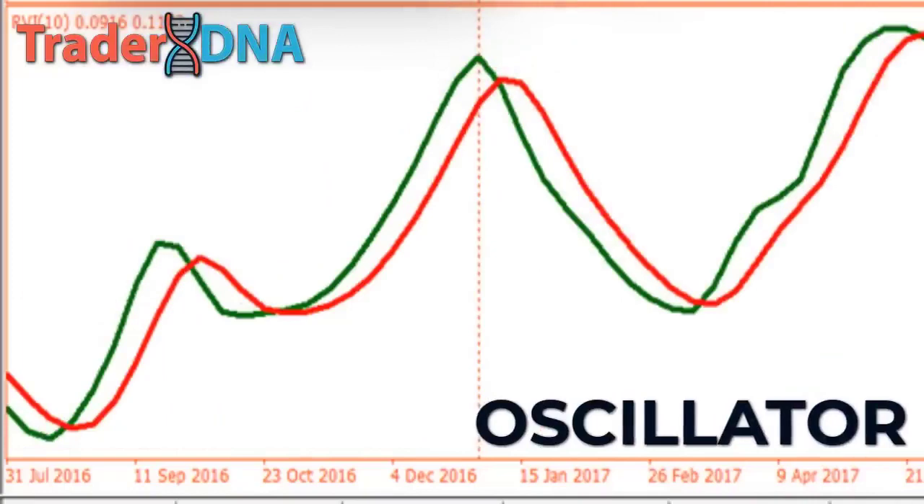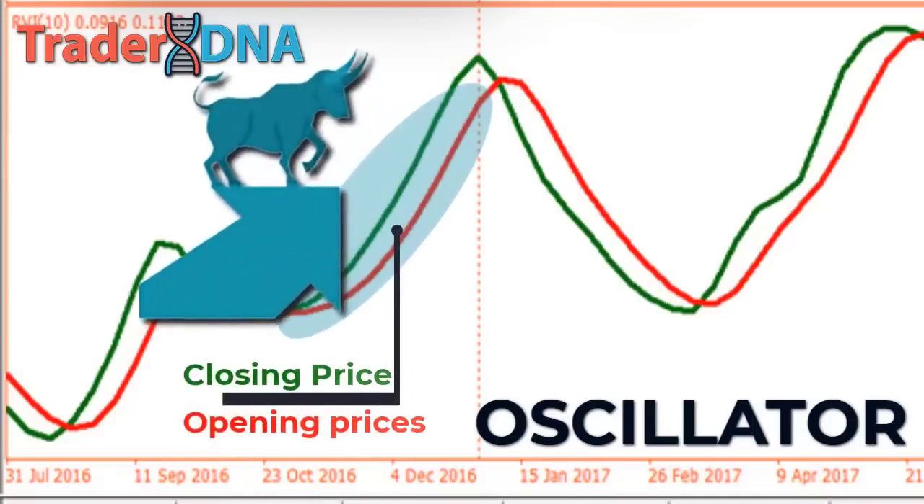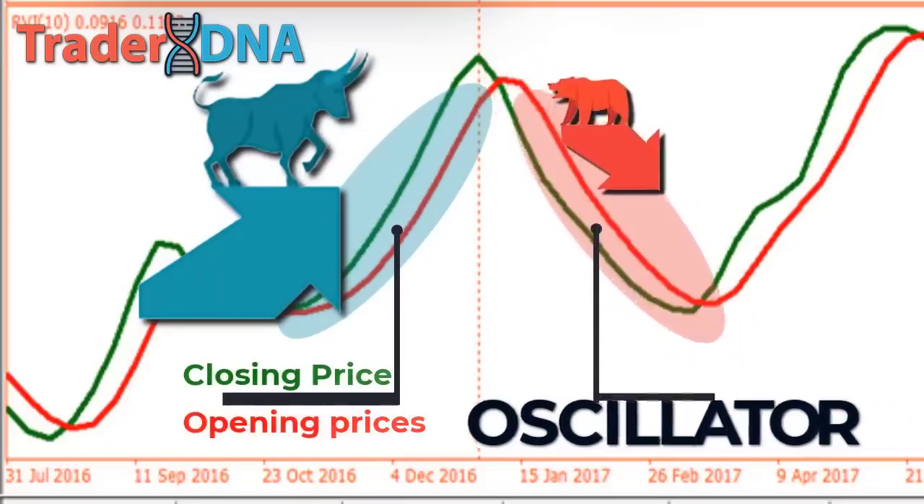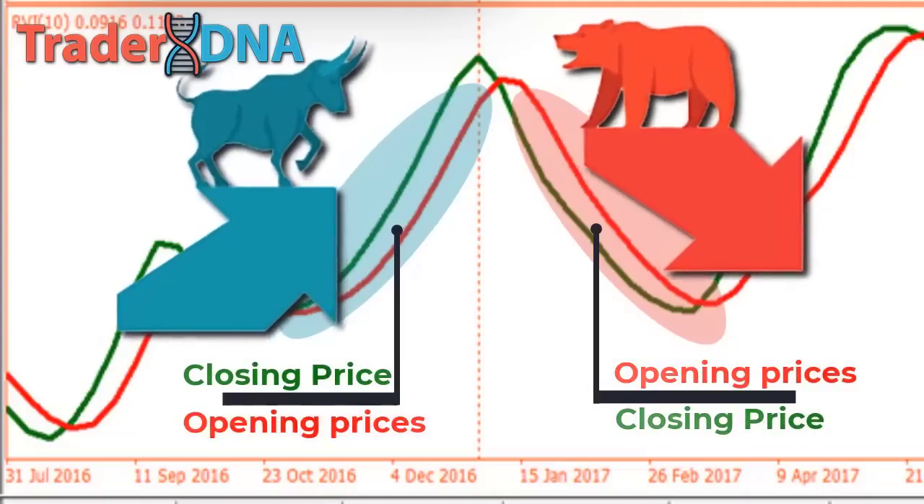The formula used to calculate it is based on the concept that, in a bullish market, closing prices are typically higher than opening prices, while in a bearish market, closing prices are usually lower than opening prices. The magnitude of the price change during a particular period is used to estimate the strength of the movement.